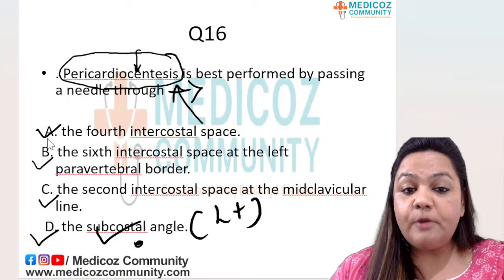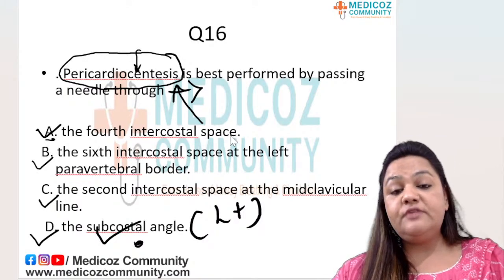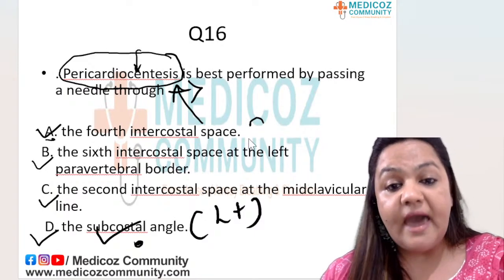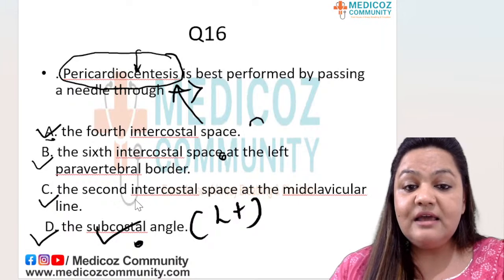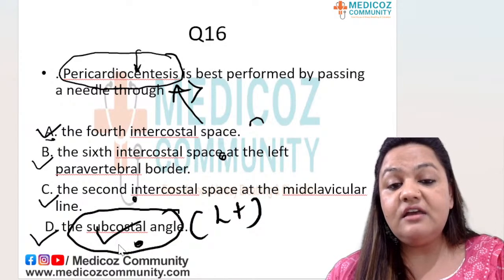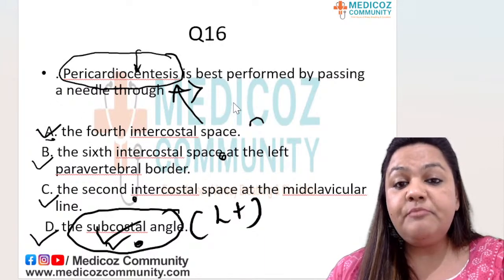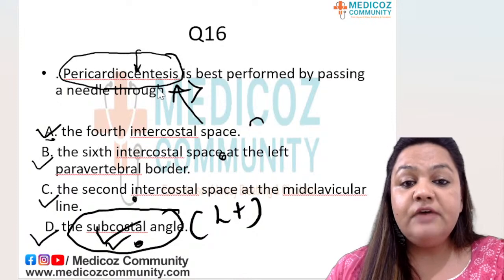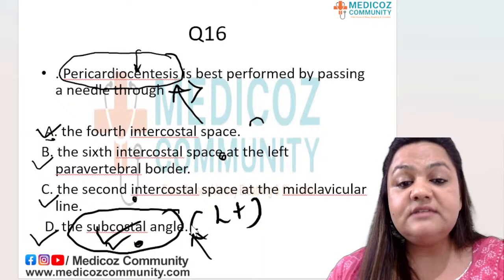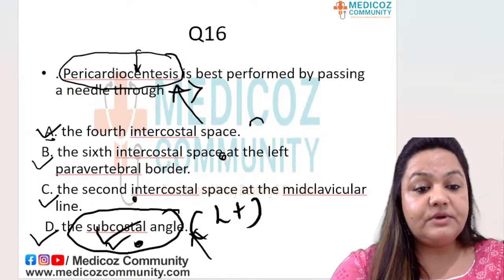We cannot take option A, because if we approach the fourth intercostal space from either the right or left side, there is a chance of damaging the pleura and the lung. Neither the sixth intercostal space, nor the second intercostal space at the mid-clavicular line. So which one is the safe area? The left subcostal angle, which we use to take the excessive pericardial fluid from the pericardial cavity, called pericardiocentesis. Generally we perform this procedure at the subcostal angle. So option D is the answer to this question.